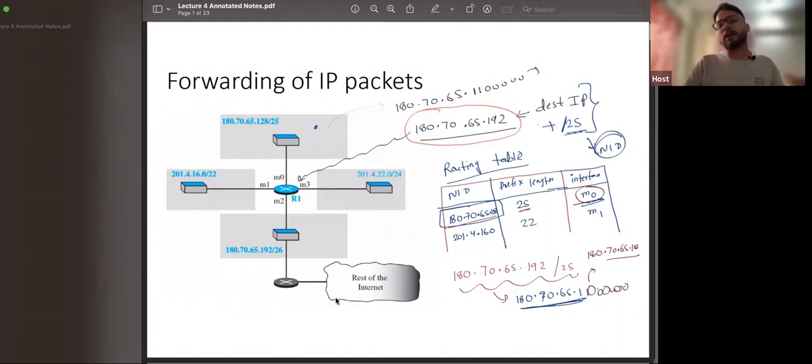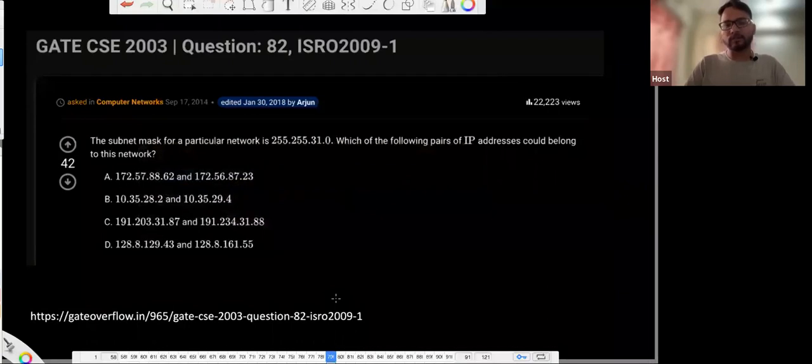Then we will see how a router can efficiently forward, and efficient forwarding means supernetting. Supernetting is one of the ways to reduce the entries in the routing table. It is just a logical combination. So before that, let's just solve a few of the questions.